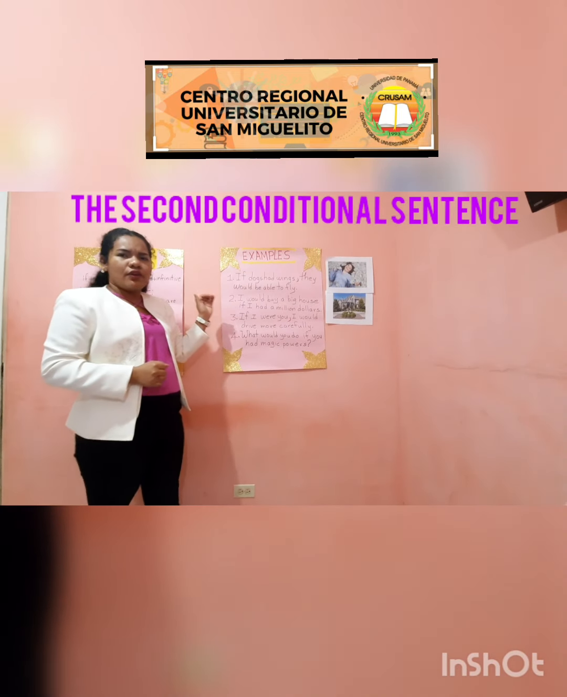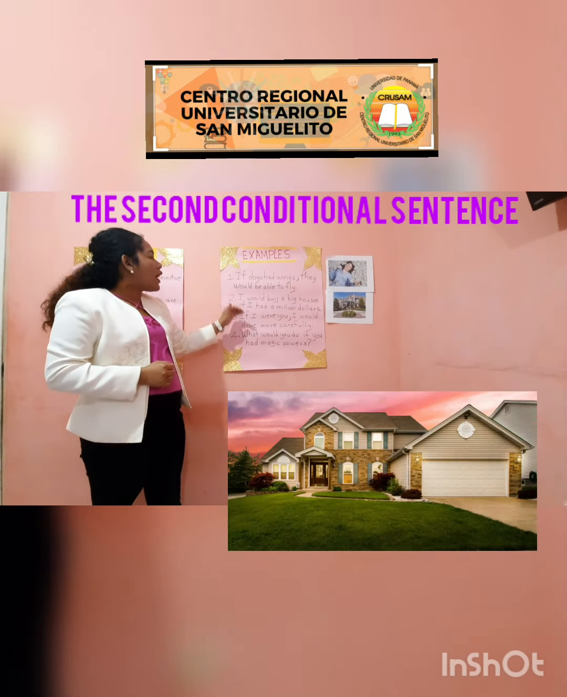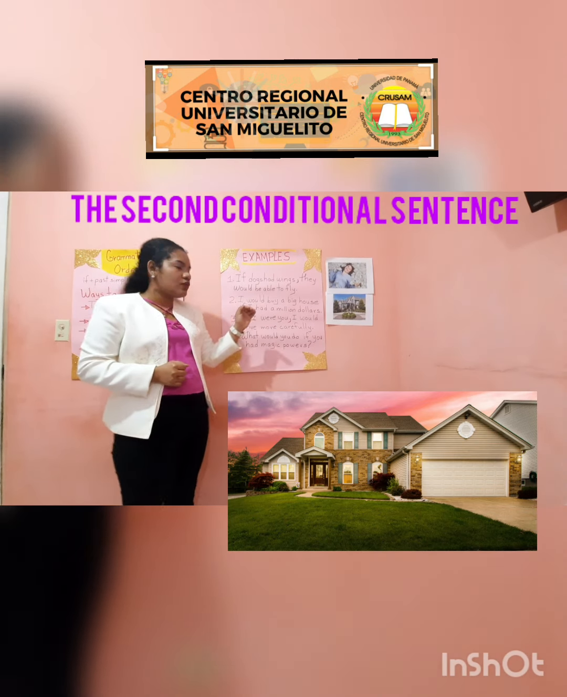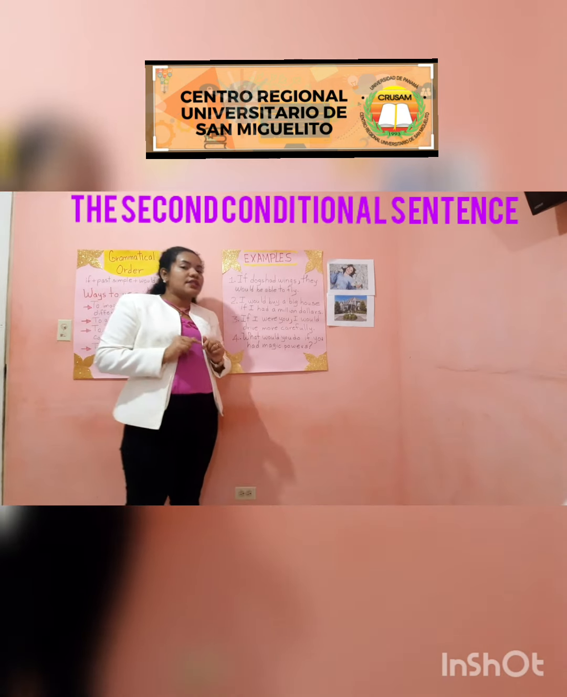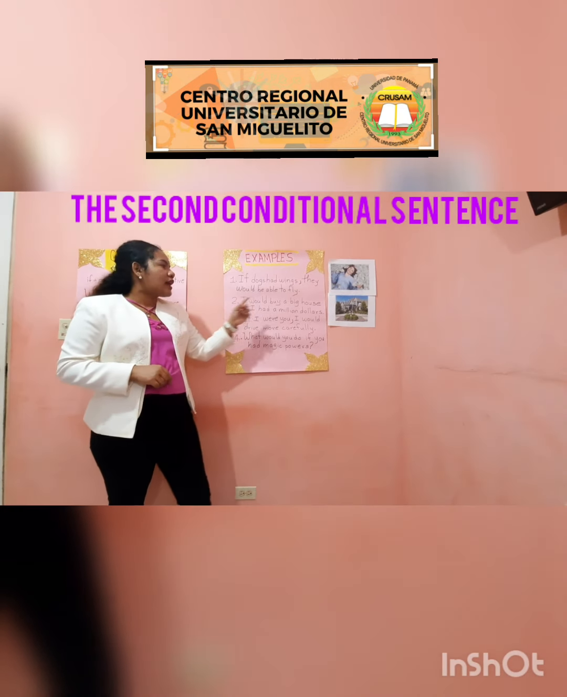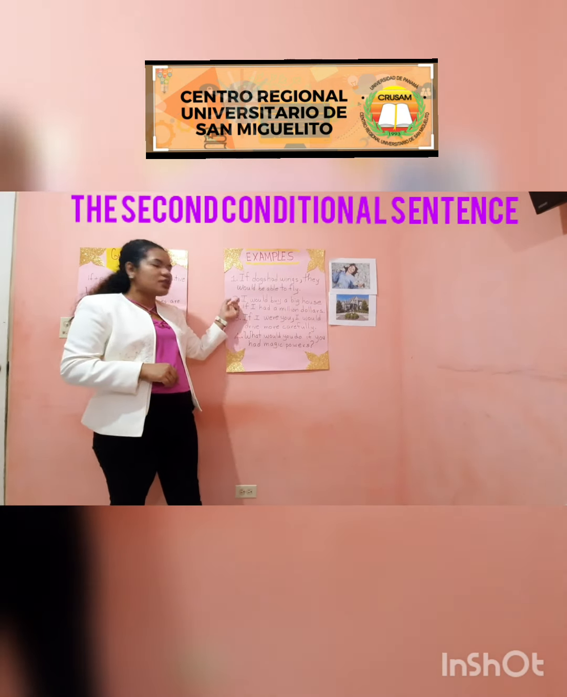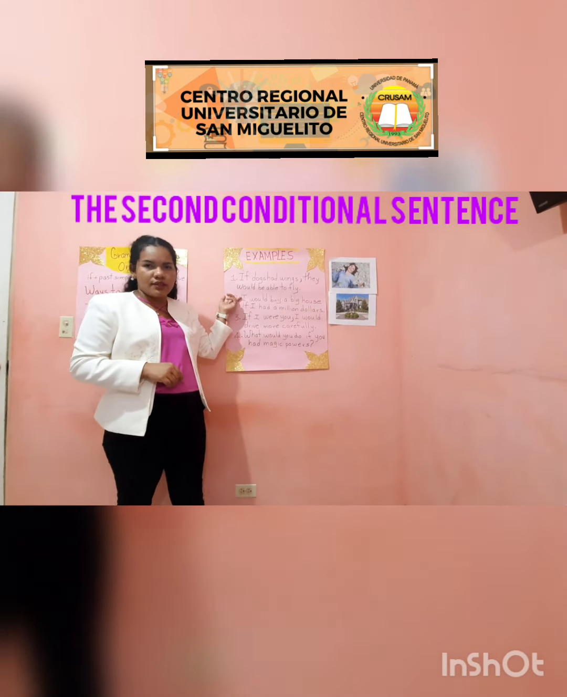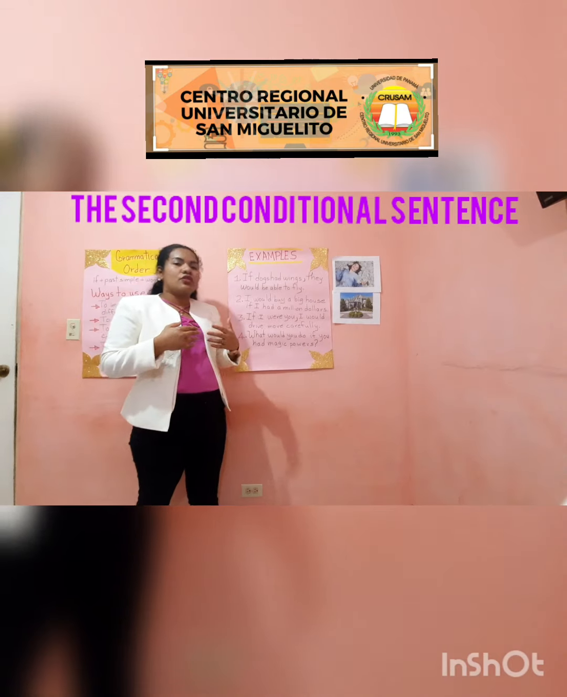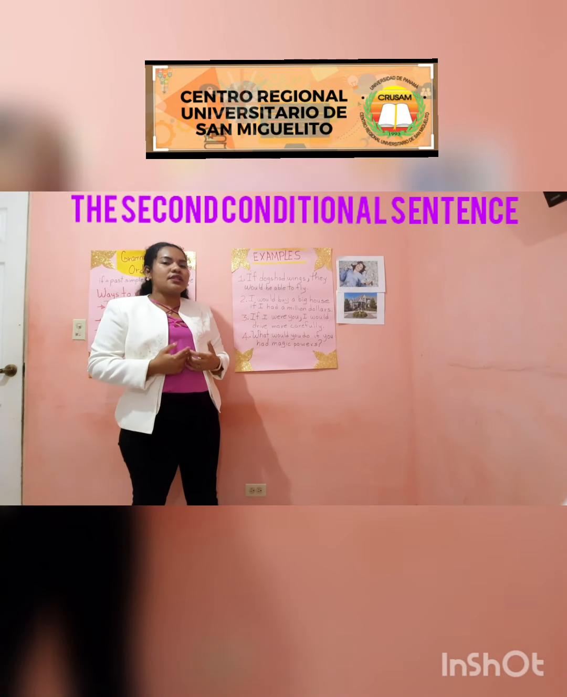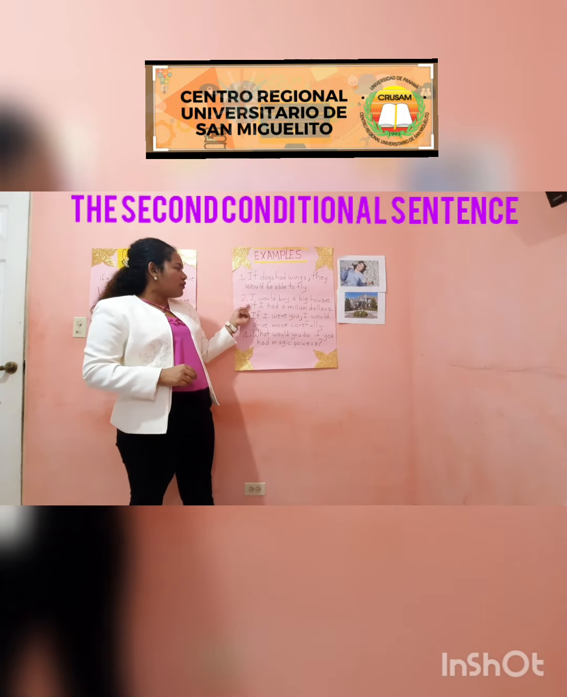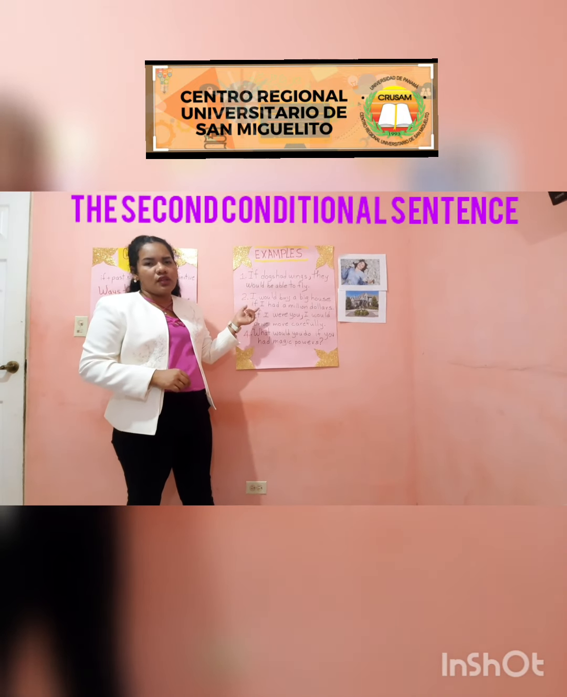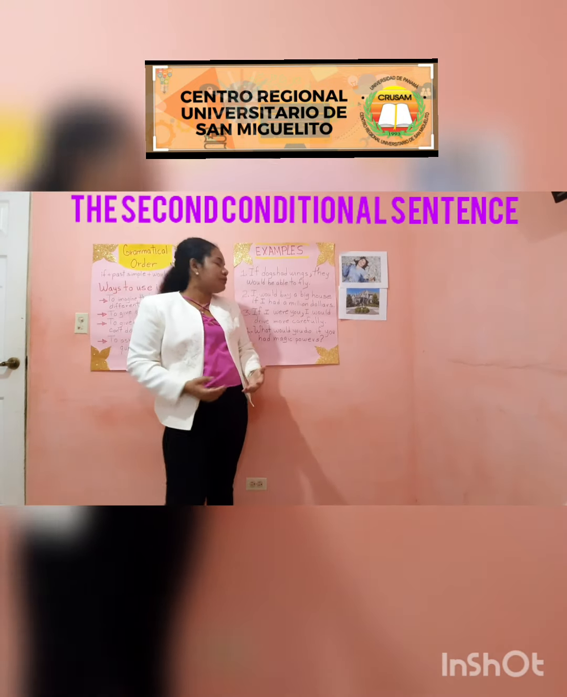But in the second example, we have: I would buy a big house if I had $1 million. As you can see, there is no comma in the whole sentence. So why is there no comma? There is no comma because we don't start the sentence with the word if. You can see the if is in the middle of the sentence, so there is no comma.